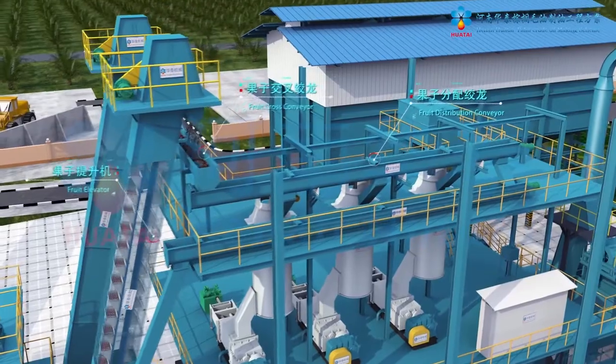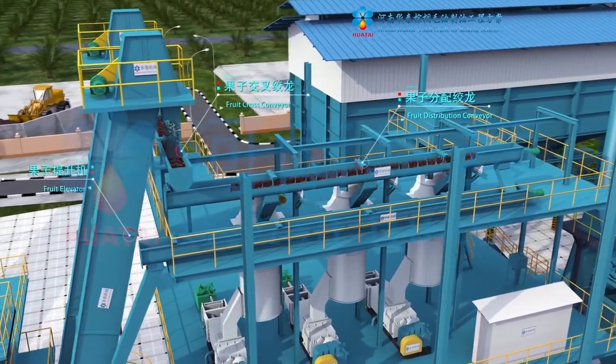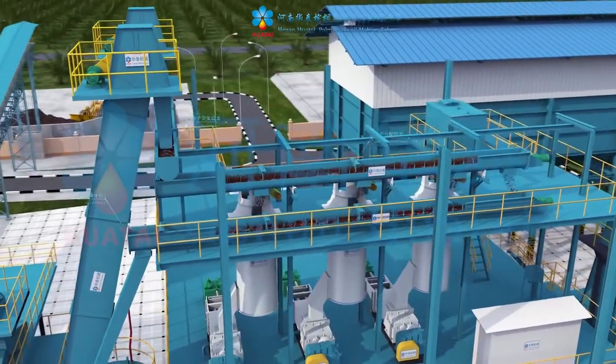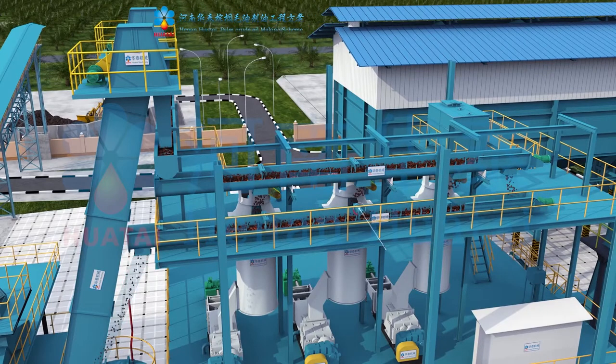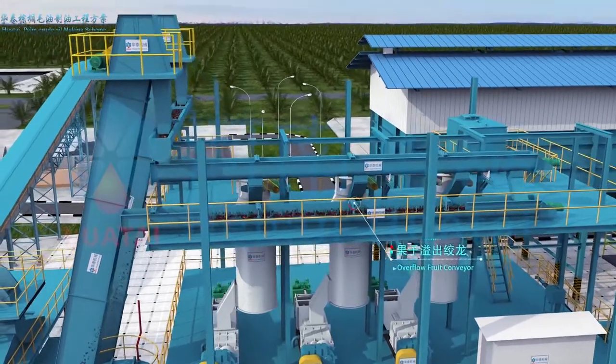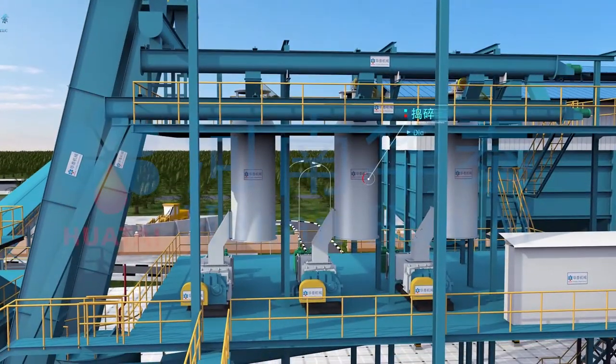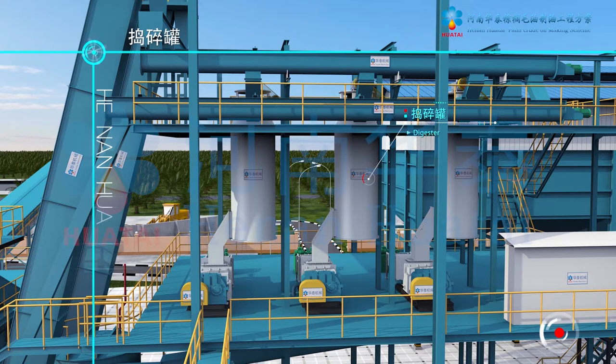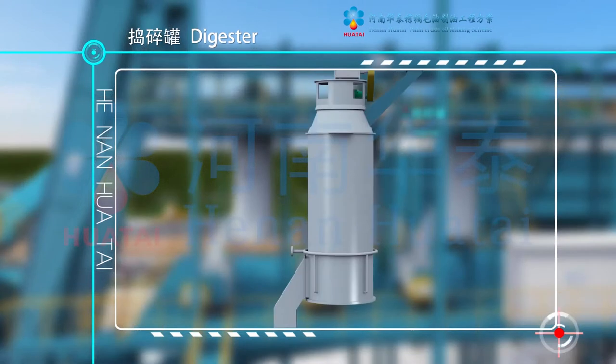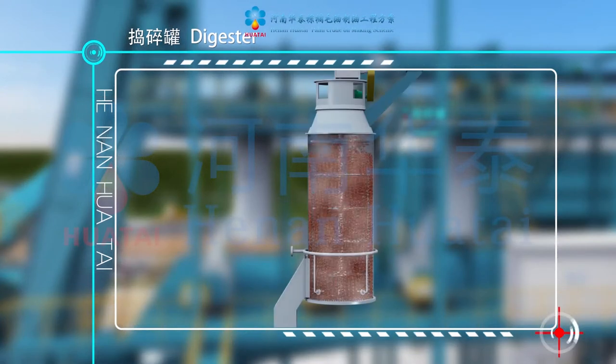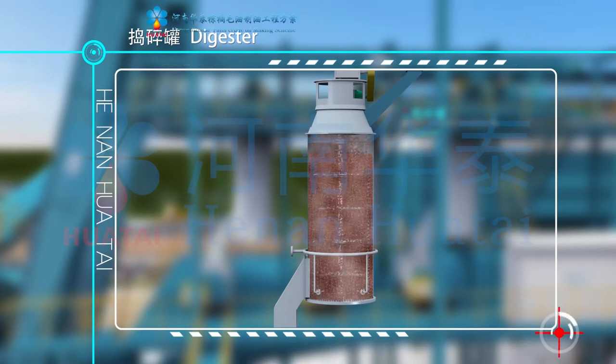And elevate to the fruit cross conveyor. Transfer to the fruit distribution conveyor. Redundant fruits are recycled by the overflow fruit conveyor. Fruits enter every digester. Fruits are heated and digested in the digester.